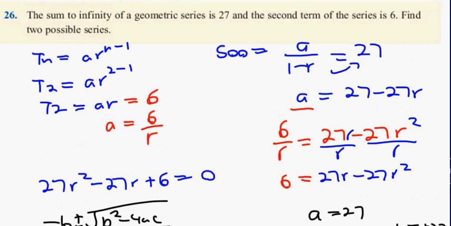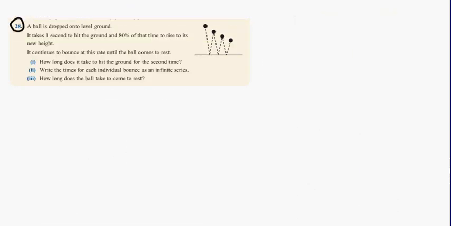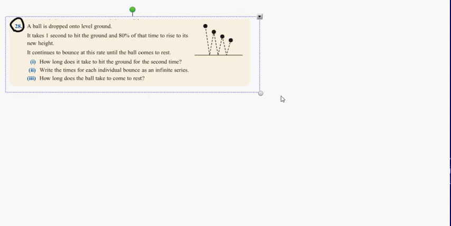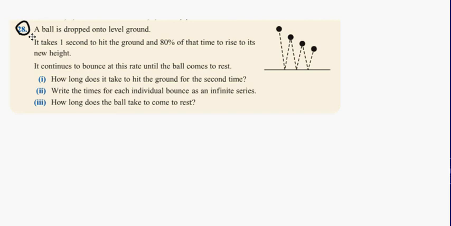Okay guys, moving on to number 28. The ball is dropped onto level ground. It takes 1 second to hit the ground, and 80% of that time to rise to its new height. It continues to bounce at a rate until the ball comes to rest. How long does it take to hit the ground for the second time?